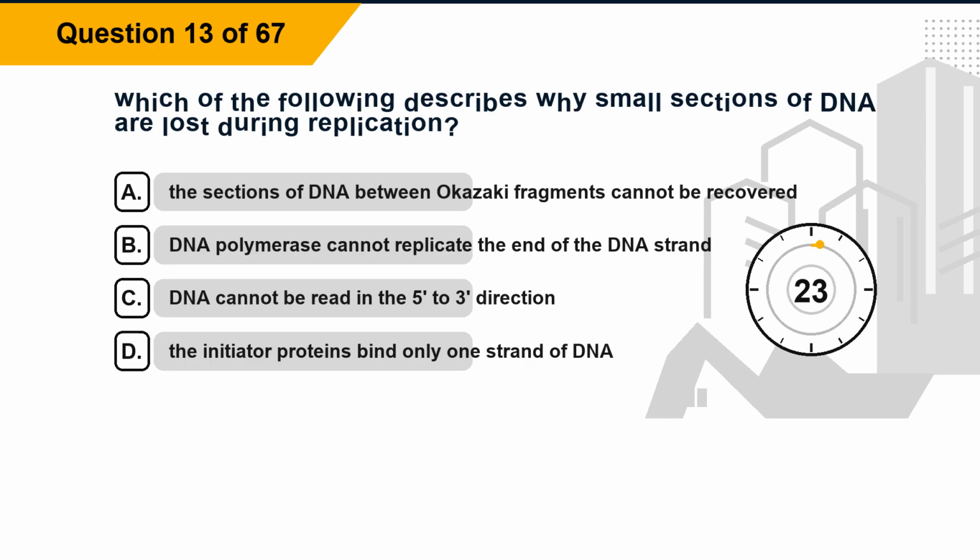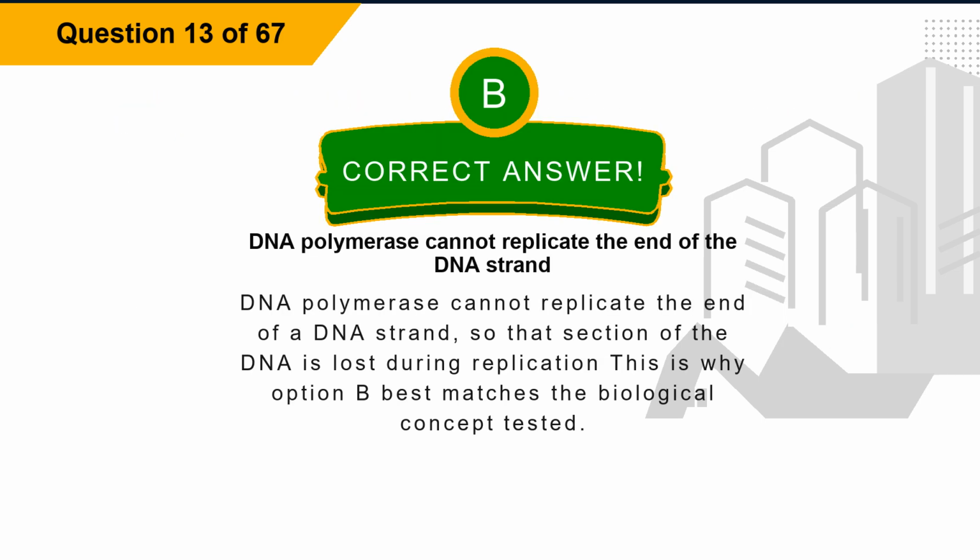Question 13. Which of the following describes why small sections of DNA are lost during replication? Option A. The sections of DNA between Okazaki fragments cannot be recovered. Option B. DNA polymerase cannot replicate the end of the DNA strand. Option C. DNA cannot be read in the 5' to 3' direction. Option D. The initiator proteins bind only one strand of DNA. The correct answer is option B. DNA polymerase cannot replicate the end of the DNA strand. Explanation. DNA polymerase cannot replicate the end of a DNA strand, so that section of the DNA is lost during replication. This is why option B best matches the biological concept tested.